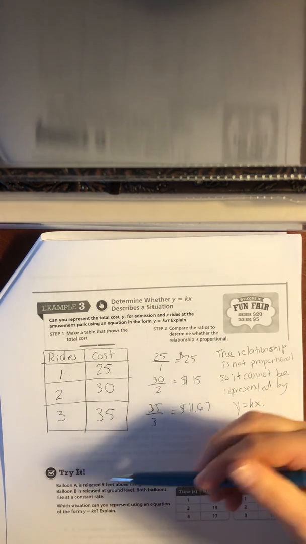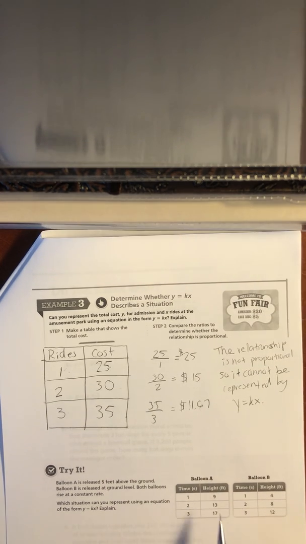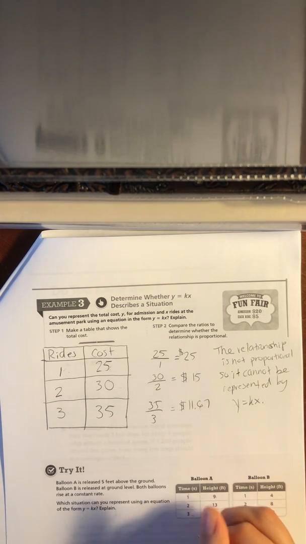Okay, next, try it. Balloon A is released 5 feet above the ground. Balloon B is released at ground level. Both balloons rise at a constant rate. Which situation can you represent using an equation in the form y equals kx? What we're going to do is we're first going to look at balloon A. We're going to divide all of these things out and see if we get the same ratio.